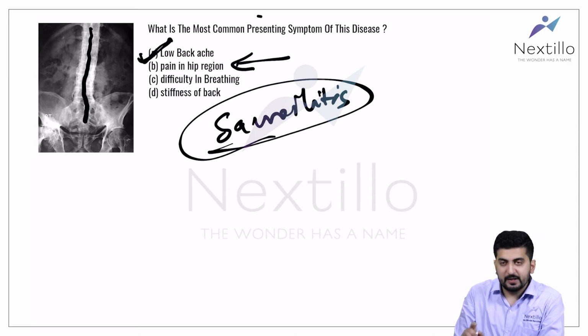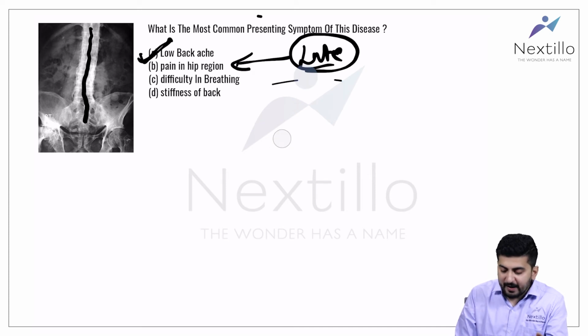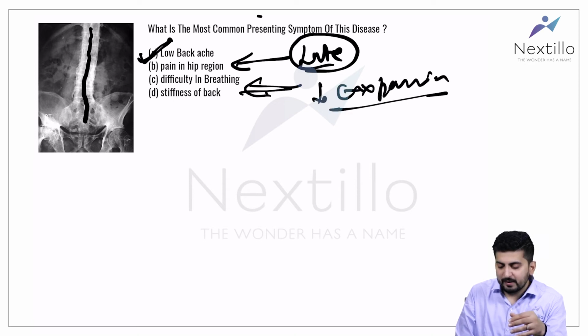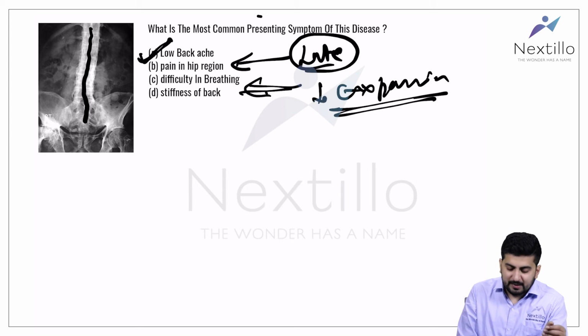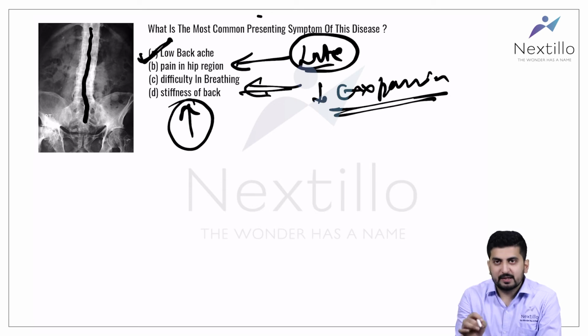Now, pain in the hip region can also be the answer, but that develops rather late, because the hip joint in ankylosing spondylitis is definitely affected, but a bit later on in the disease pathology. Difficulty in breathing can also be a symptom, because it is caused by decreased expansion of the chest. However, this is also a late symptom. Stiffness of the back can also be a symptom, but this is not the first or the presenting symptom. The presenting symptom usually is low back ache.